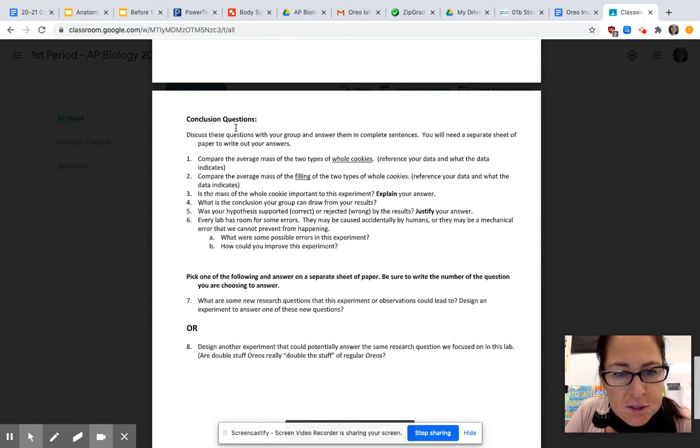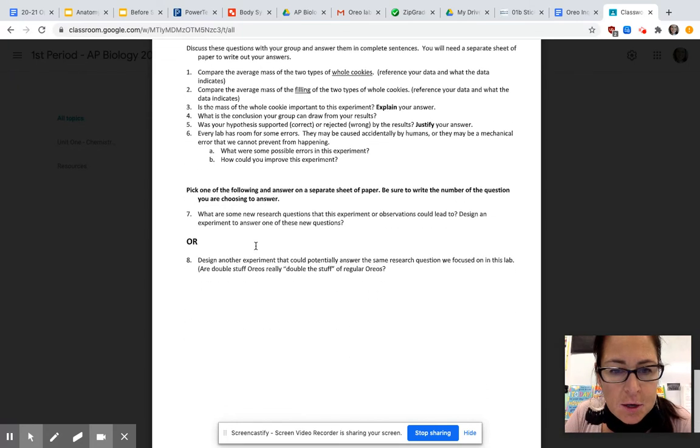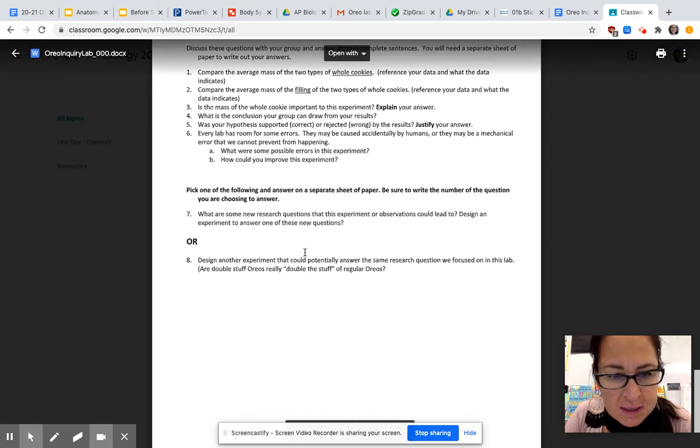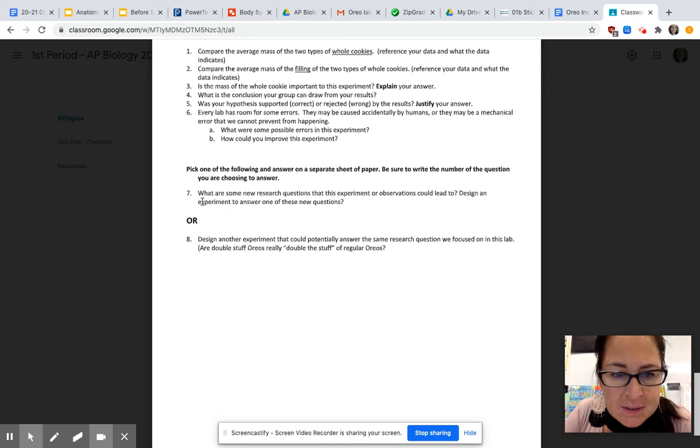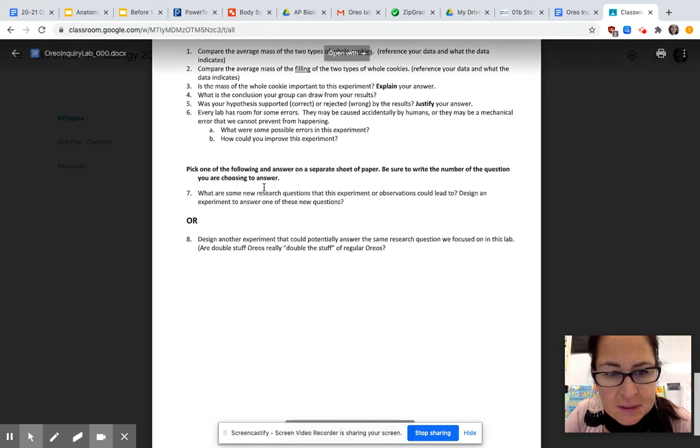But then you are going to do these conclusion questions. So answer those. And again, you can just put them on your own piece of paper. If it's faster for you to type into a doc, whatever it is that makes sense to you, I'm okay with that. And then you do need to choose one of these, pick which number it is that you want, and answer the question. And so number 7 says, what are some new research questions that this experiment or observation could lead to? Design an experiment to answer one of these new questions.